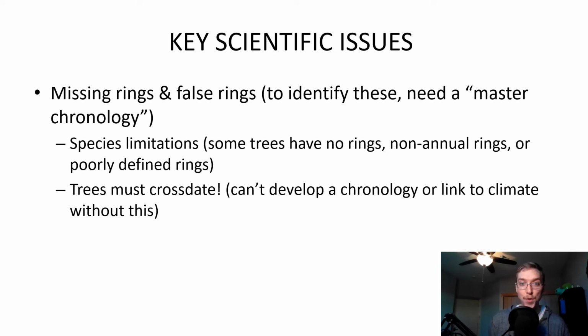Missing rings and false rings can exist. So, species limitations: some trees have no rings, non-annual rings, or poorly defined rings, and that's a problem. Trees must cross-date. If you can't develop a chronology or link to climate, then they're useless. A lot of times you need a master chronology or a master chronologist to be able to do this. And we want to get at a master chronology, looking at these tree rings as they extend as far back as possible to match up and corroborate the evidence we're seeing across species and across time.